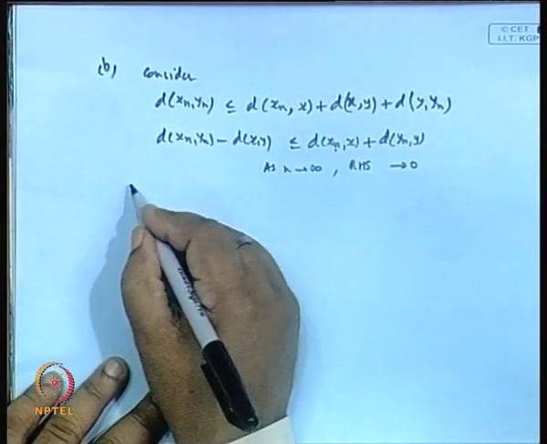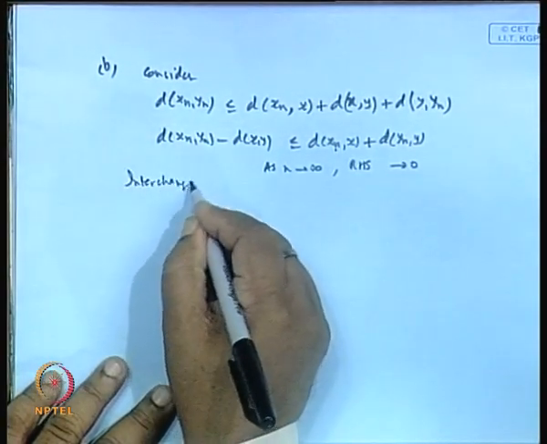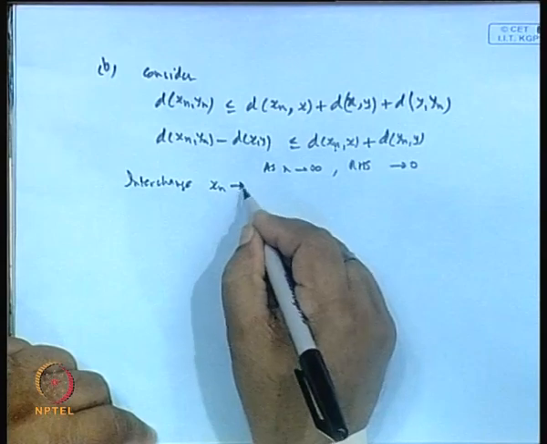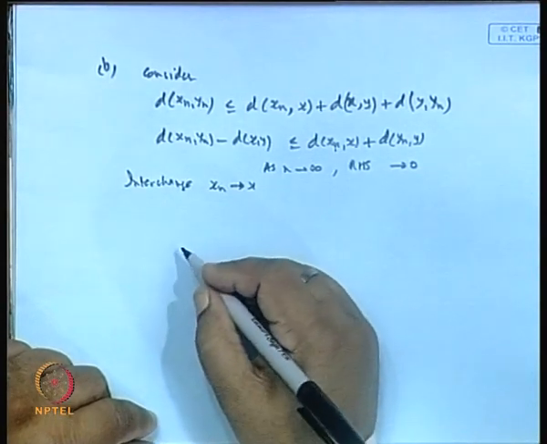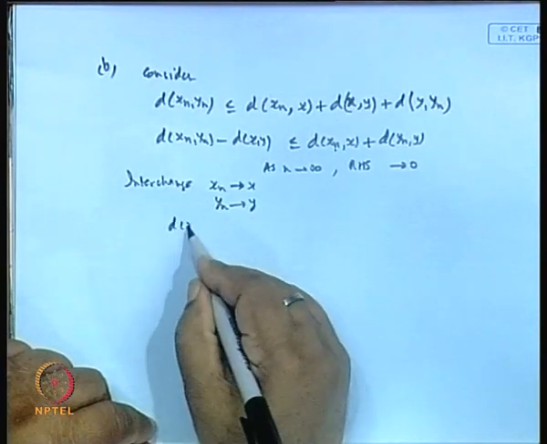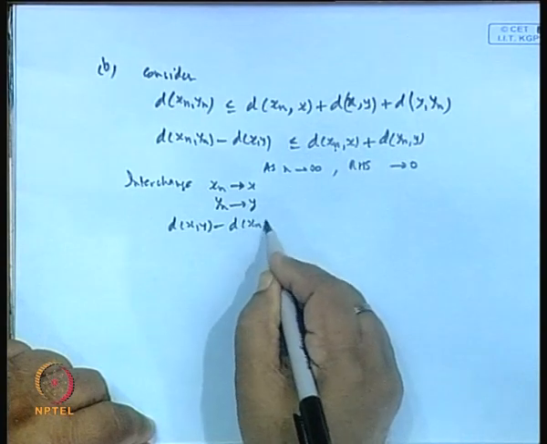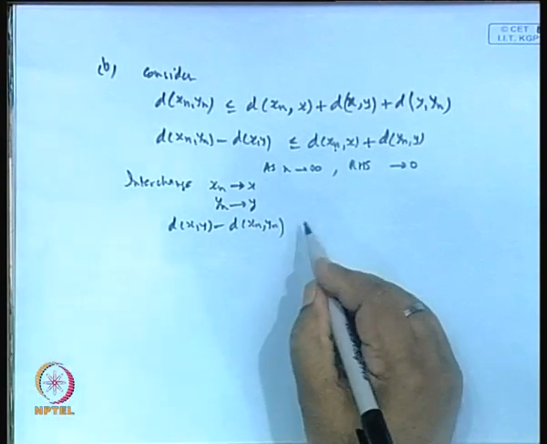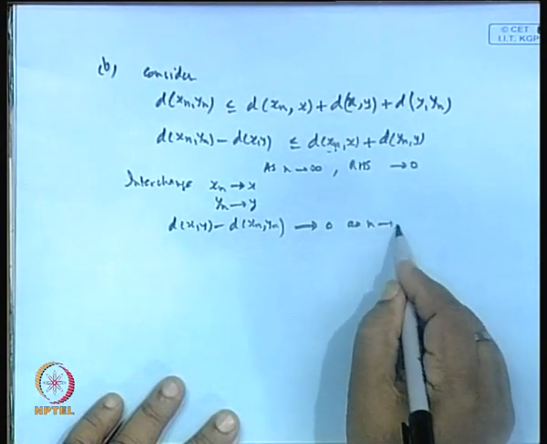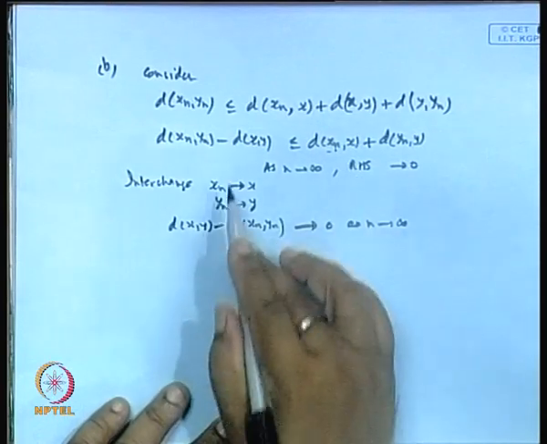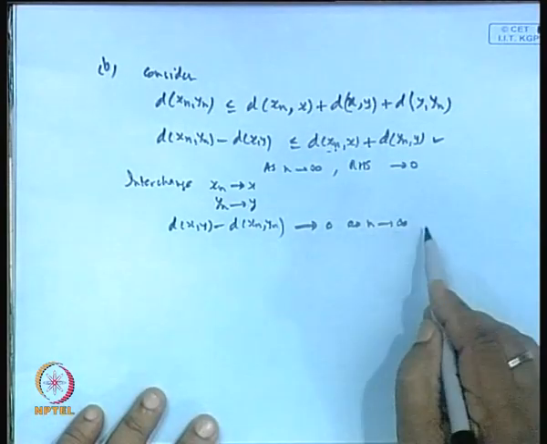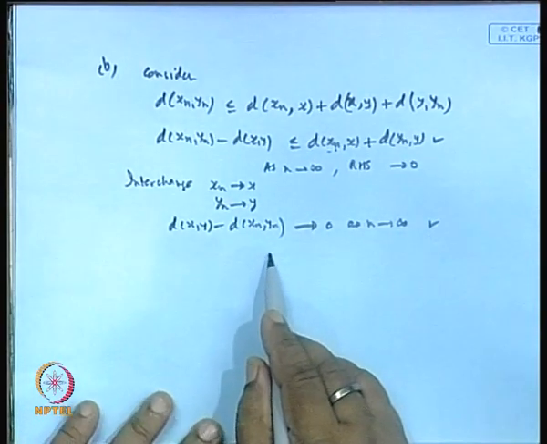Now, interchange the roles of x n and x, that is x n is interchanged with x, y n interchanged with y. Then here you are getting d of x y minus d of x n y n, and this can be further written, because if I interchange x and x n, there is no change. So, this will also go to 0 as n tends to infinity. So, what we get from here is d of x n y n minus d of x y tends to 0, while in this case d of x y minus d of x n y n goes to 0.